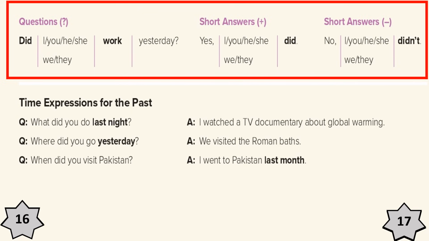To make a yes-no question in the past tense, we start with the verb did. For example, did I work yesterday? We answer these questions with short answers, yes or no. For example, yes, I did, or no, I didn't.